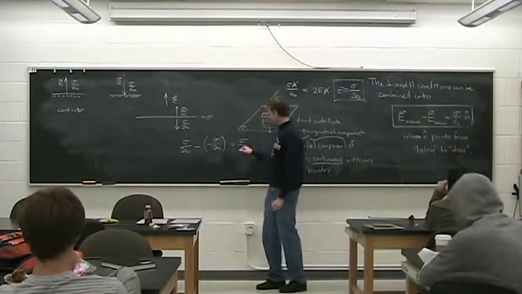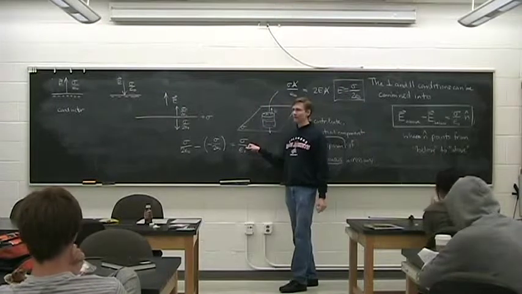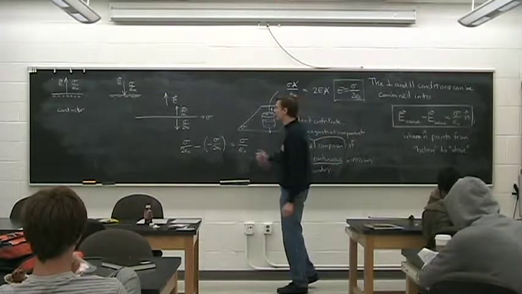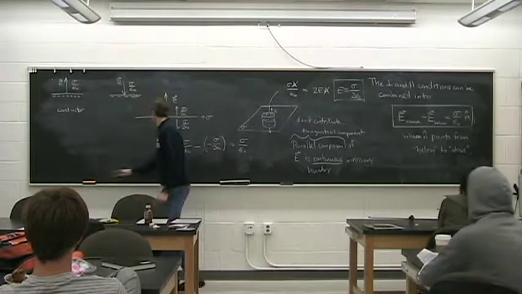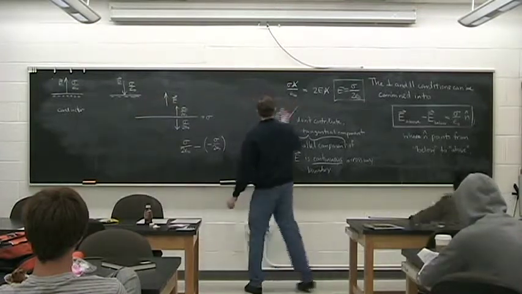Okay. So, consistent with what we learned, it jumps by sigma over epsilon naught. Okay. Now, I have a big conductor.